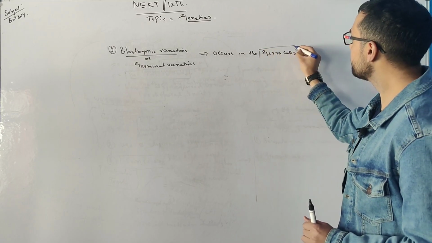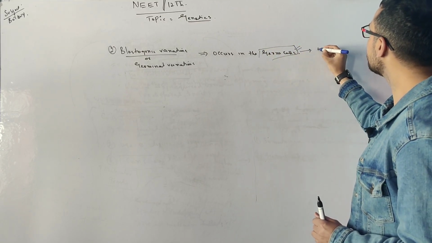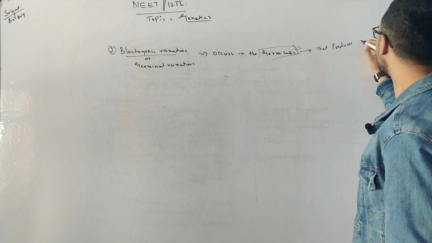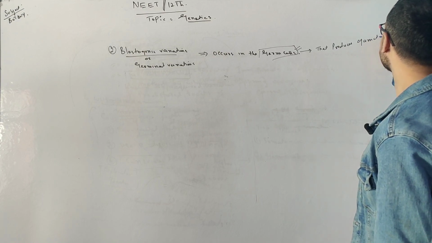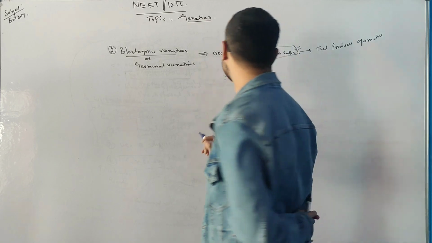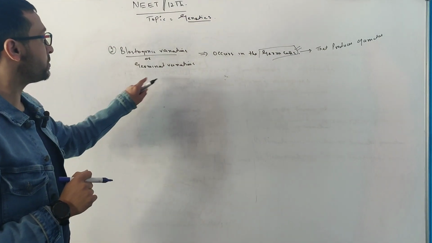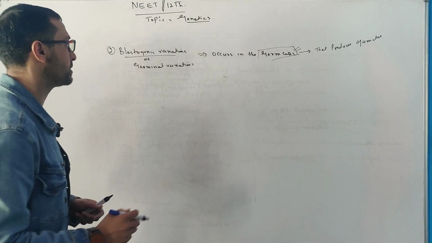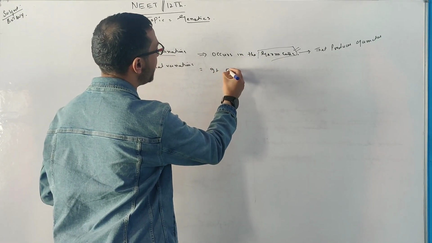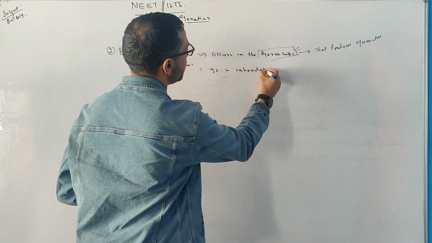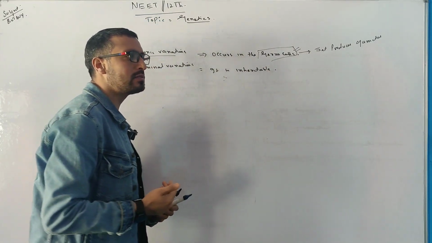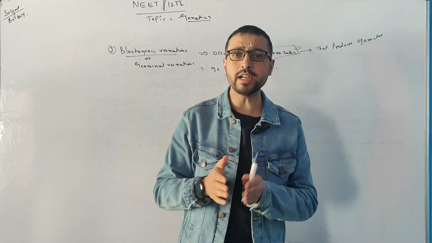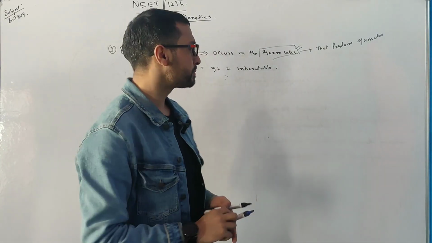What are germ cells? A germ cell is any biological cell that produces gametes. So variations that occur in the germ cells are called blastogenic variations or germinal variations. Number second point, it's inheritable. Inheritable means it gets transferred from parents to offsprings. So blastogenic variations get transferred from parents to offsprings.